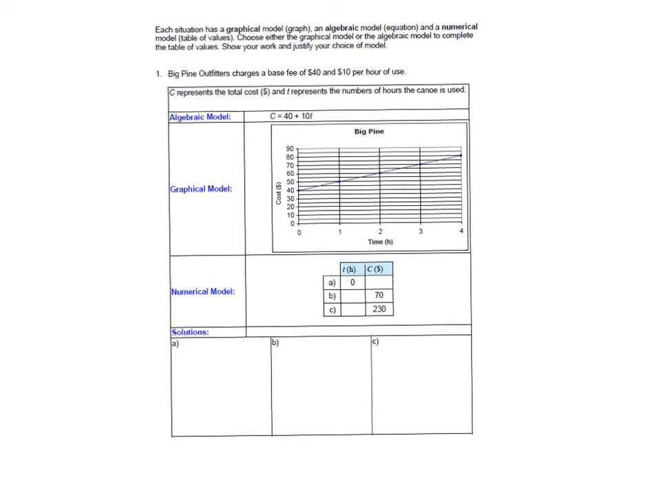Okay, so A is a fairly simple one. I would use in this case a graphical model because I can see the answer in the graph. I don't need to work out an equation to find the answer. So where T, hours, equals 0, which is here on the graph, I can see that the cost is $40.